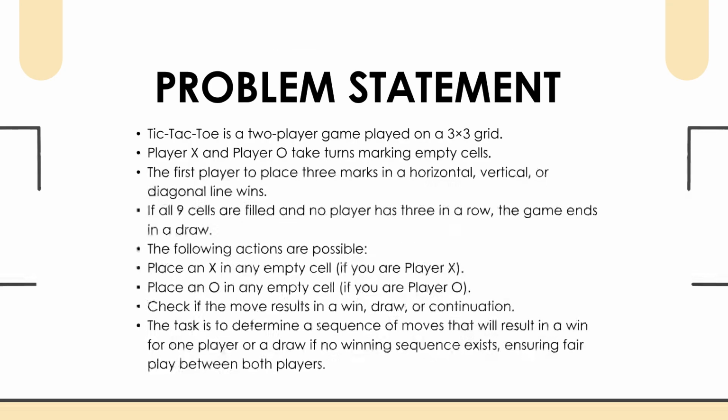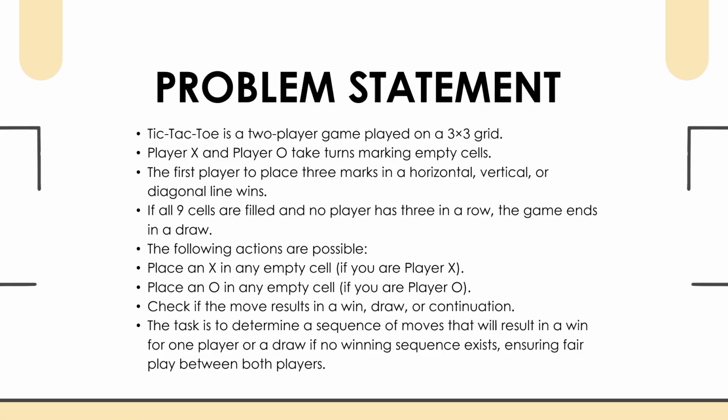Going forward, this is our problem statement. Tic-tac-toe is a two-player game played on a 3x3 grid. As I said earlier, we are using tic-tac-toe as a reference, as an example here. Player X and player O take turns marking empty cells. The first player to place all three marks in a horizontal, vertical, or diagonal line will win the game. And it will end in a draw if all 9 cells are filled and no player has all three same entries in a row.